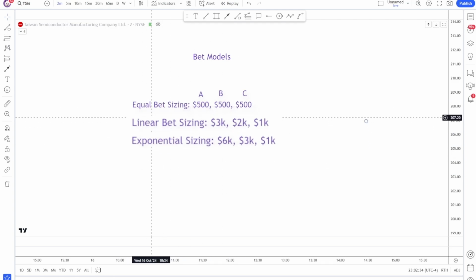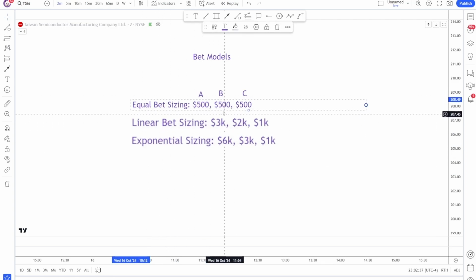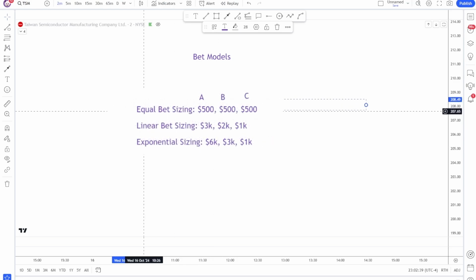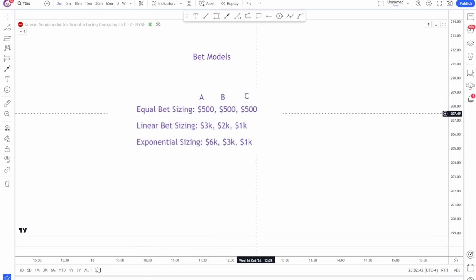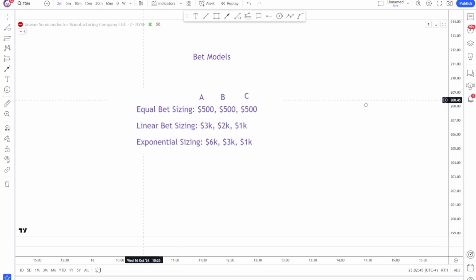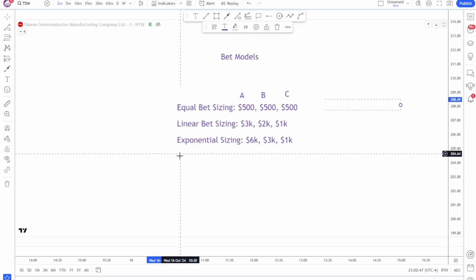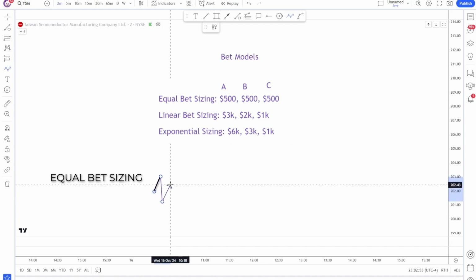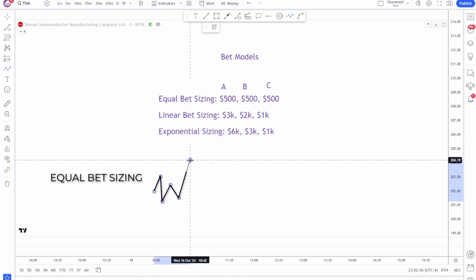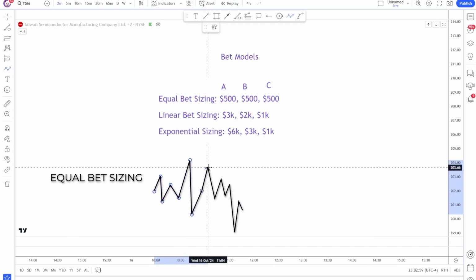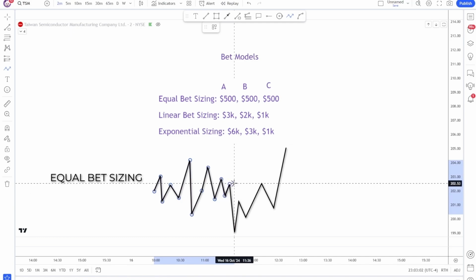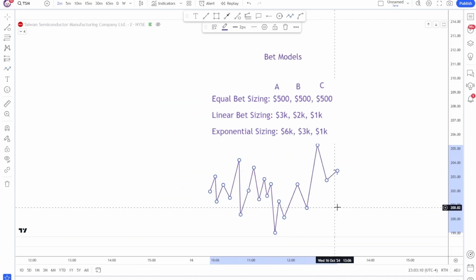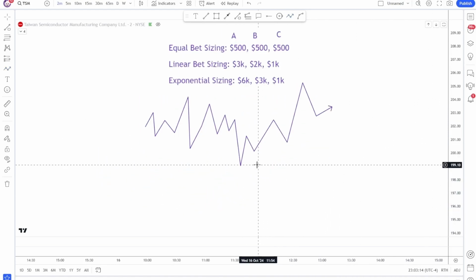I notice a lot of newer traders will gravitate toward equal bet sizing. They'll say, I'm going to risk $500 per trade. Let's just go through what the results of these typically look like. In this first example, equal bet sizing usually results in something like this. In terms of an equity curve or P&L curve, you usually get something where you're really just spinning your tires and not going anywhere. Human nature comes in, you're still learning, you have a mistake that comes in, you grind your way back up, and you're just going up and down and nowhere. That's usually the result of equal bet sizing.